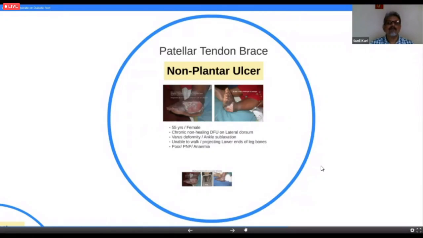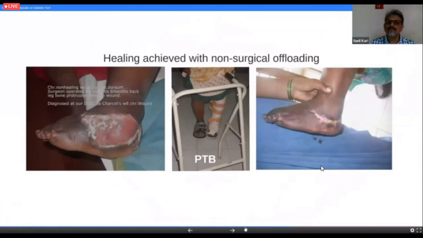The patient is very poor, with peripheral neuropathy and anemia, and she can't afford any kind of surgical management. So we planned non-surgical offloading, where we went for a PTB, and you can see excellent healing. And the patient was later placed in a crochet, and she has a good quality of life, and she doesn't remove the crochet whenever she is ambulatory or weight bearing.